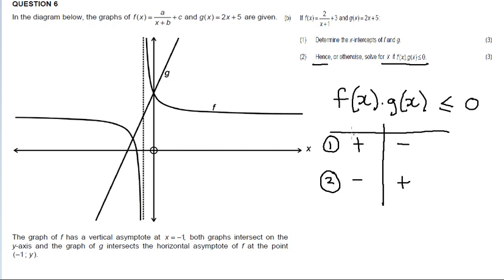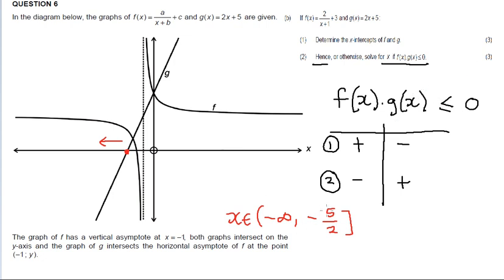If I explore option number 1, f is positive and g is negative will occur on the left of the x-intercept of g of x, which we calculated previously in question B1, which was minus 5 over 2, and that's going to continue all the way up to negative infinity. So for option 1, the solution is going to be x is an element from minus infinity to minus 5 over 2, and this can be included since we're including 0 as part of the product.